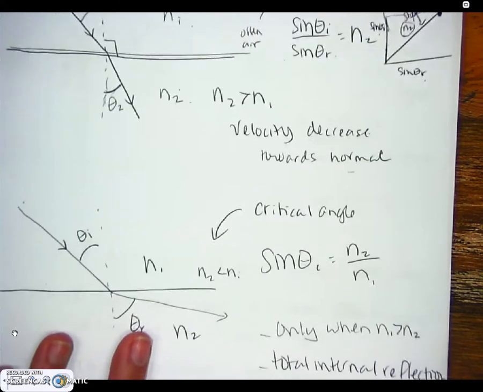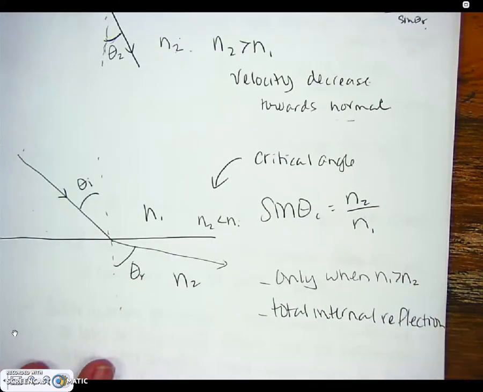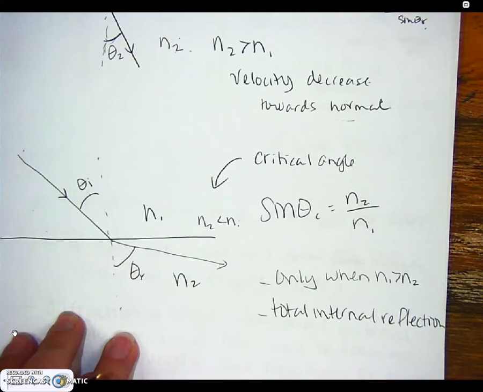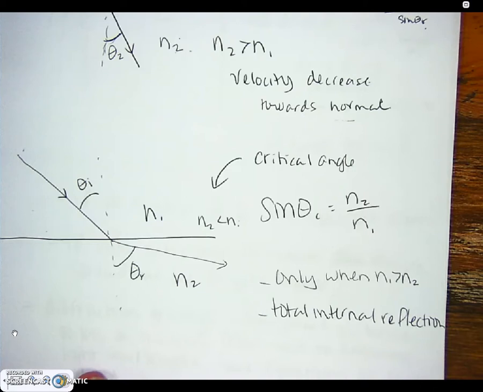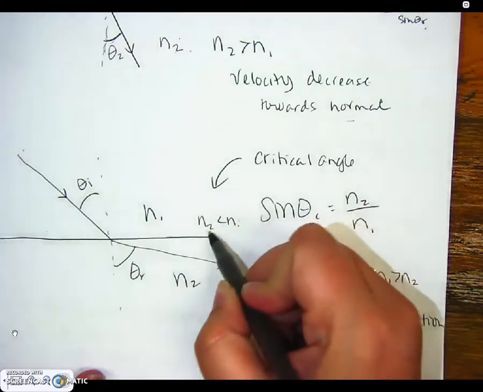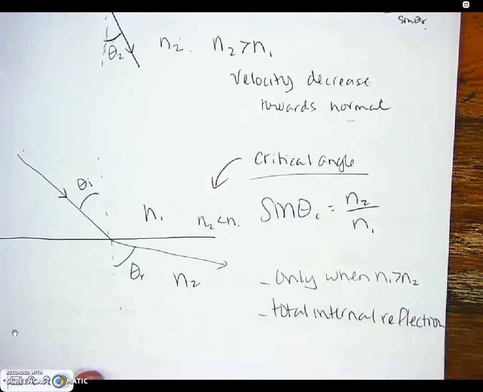So what is a critical angle, right? The critical angle can happen only when you move from an index of refraction that is greater than the index of refraction it's entering into, right? So N1 here is greater than N2. We will see a critical angle.